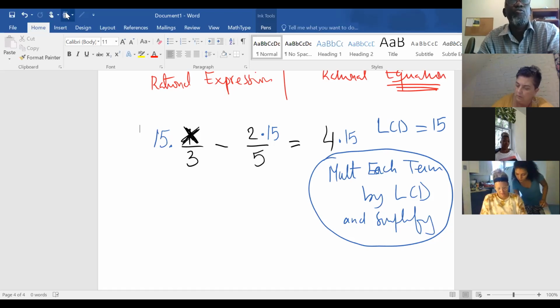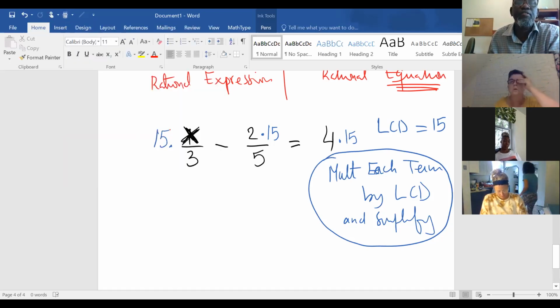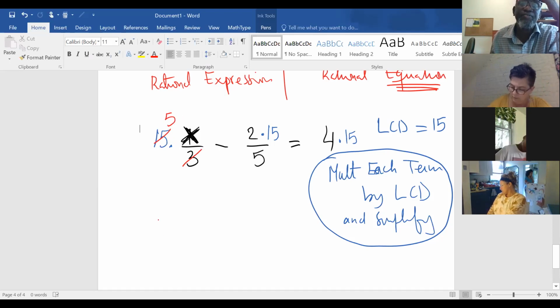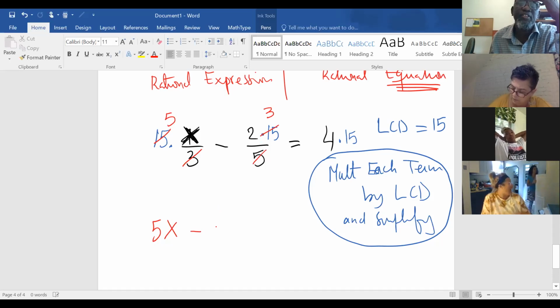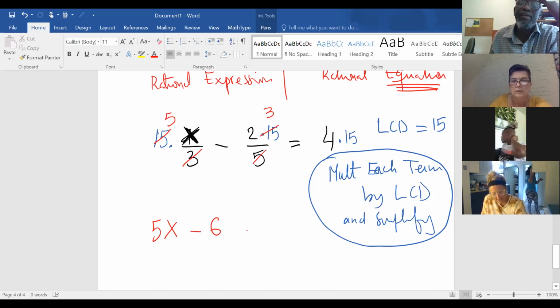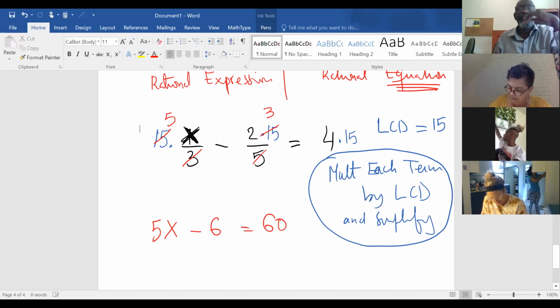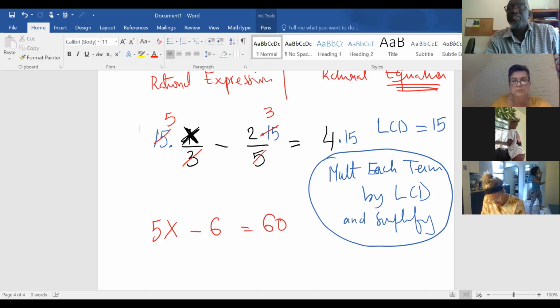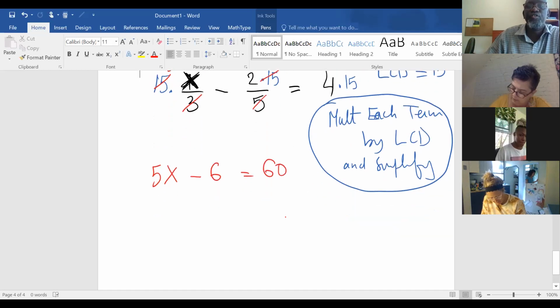So look, what happens when you do 15 over 3, how much is left? It's 5, so 5x. When you do 15 over 5, how much is left? It's 3. What is 2 times 3? 6. And then 15 times 4 is 60. You see how simple this equation is? No more denominators. So now we solve for x.